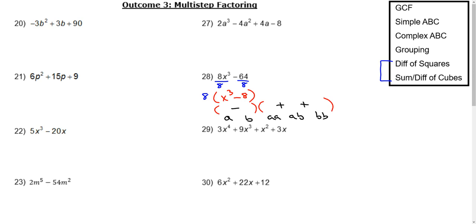To get the stuff on the inside, you cube root it. So the cube root of x cubed is x. Cube root of 8 is 2. A times A would be x times x, so it's x squared. A times B is x times 2, so that's 2x. B times B, 2 times 2 is 4. Take that GCF we pulled out, put it back in front, and we're done.